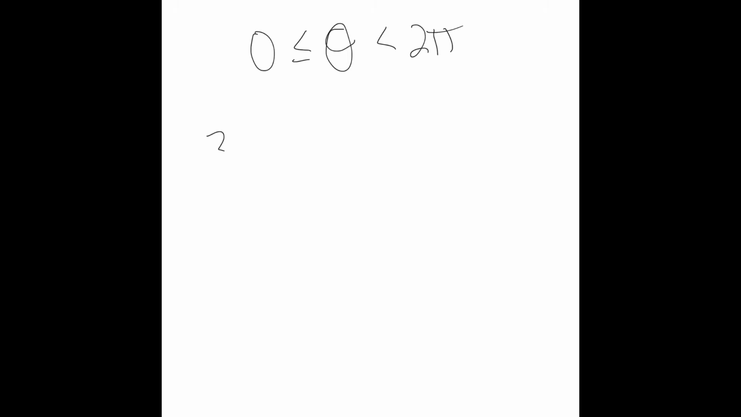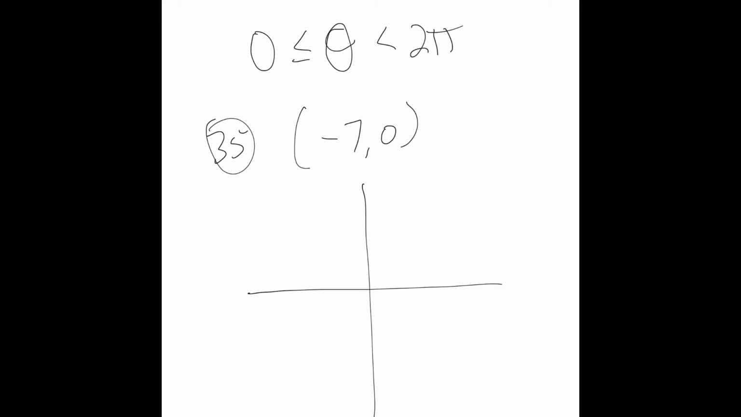Alright, so the 35, they tell us the rectangular coordinate is negative 7, 0. So let's just plot that. Negative 1, 2, 3, 4, 5, 6, 7. Negative 7. There's the coordinate, and we need to come up with two sets of polar coordinates using a radian between 0 and 2 pi.